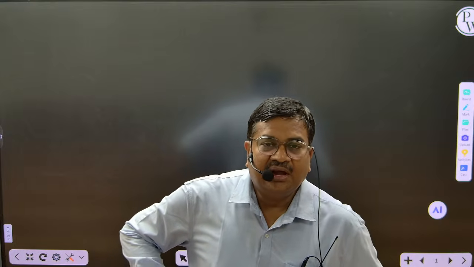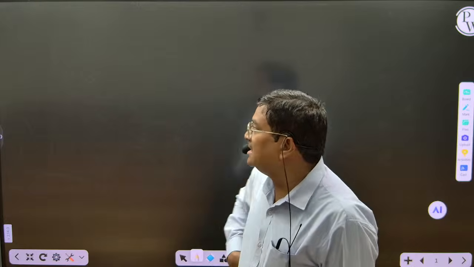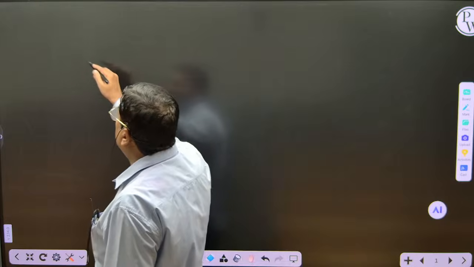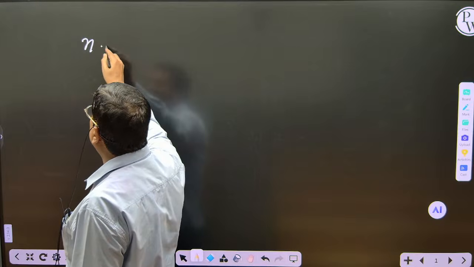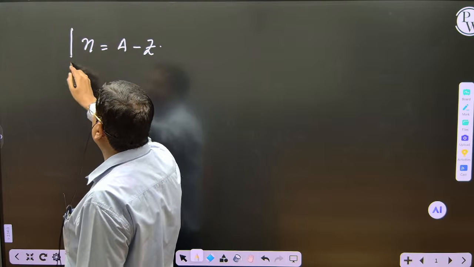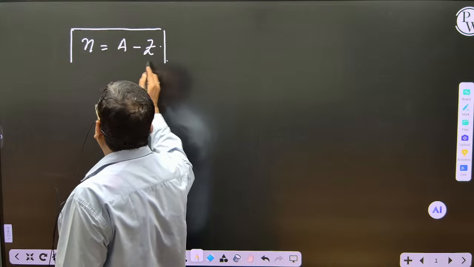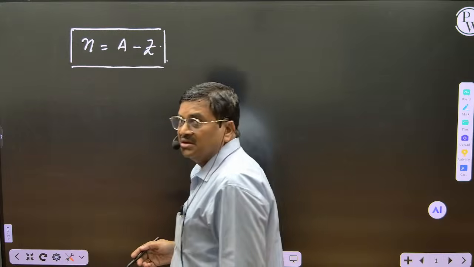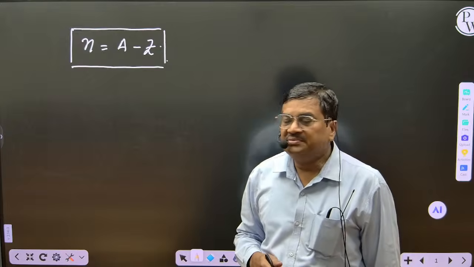And mass number is the sum of protons plus neutrons present in the nucleus of an atom. And in order to find the number of neutrons, what is the relation we wrote? Number of neutrons is equal to mass number minus atomic number. This is what we wrote yesterday. Correct?